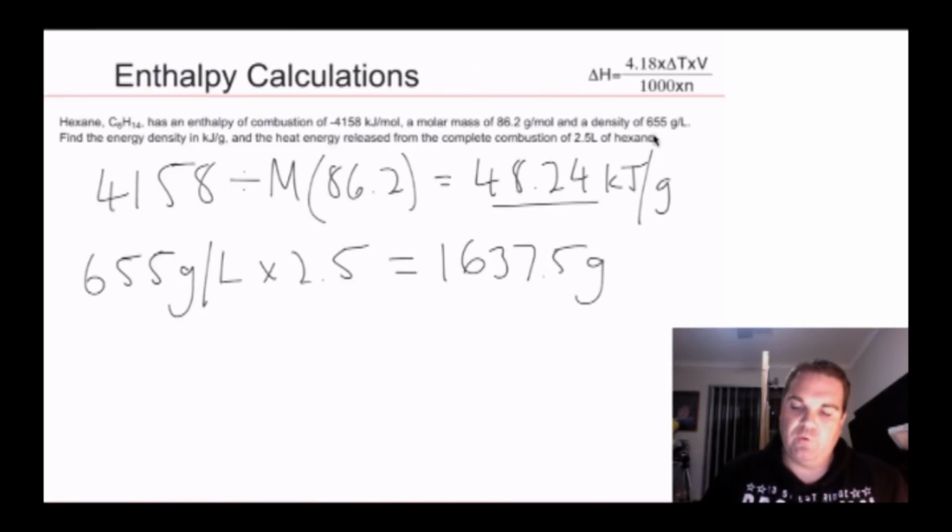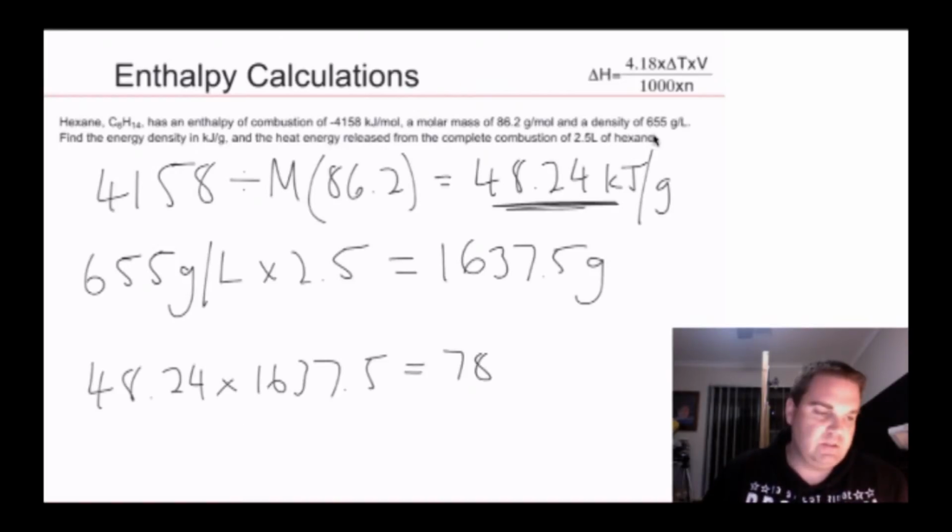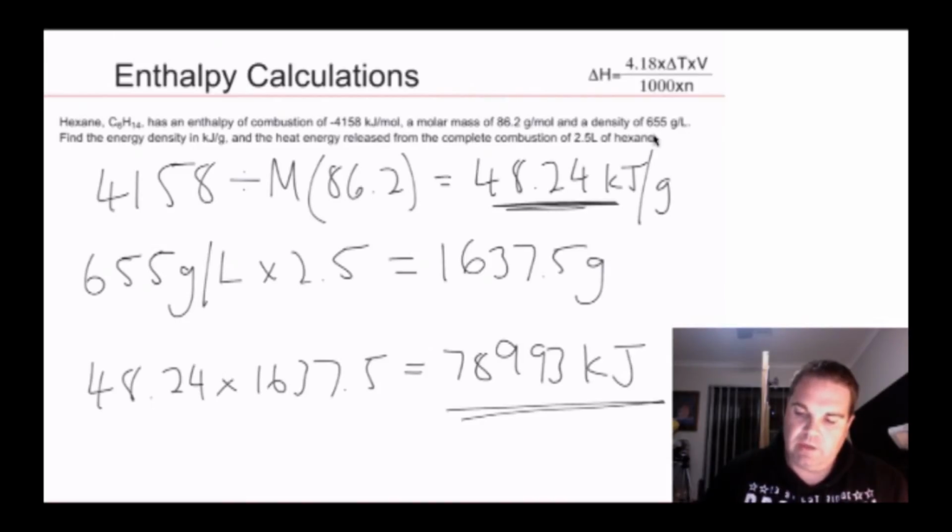We know that we release 48.24 kilojoules per gram. So if you multiply those together, you can get a value of 78,993 kilojoules of energy. Okay, that is released when we burn 2.5 litres of hexane completely. Okay, so it's important to be able to understand how the density works out, and remembering that to get to your kilojoules per gram, you need to divide by your molar mass up here.